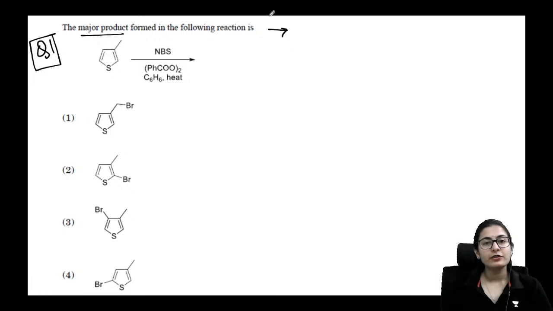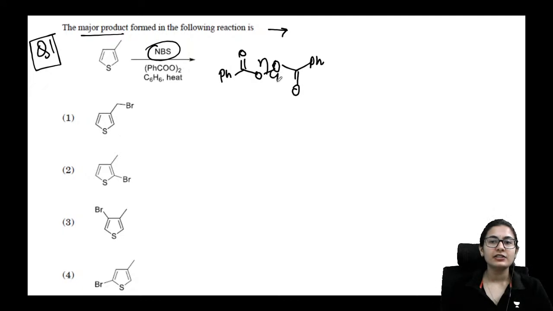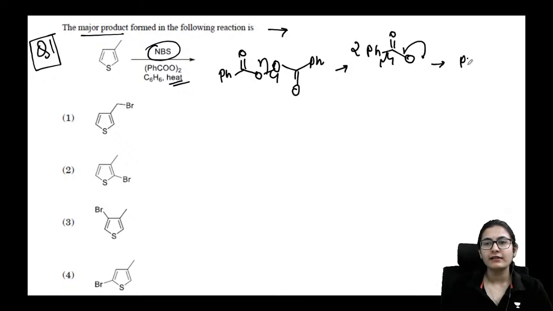All right, guys. Very good. So what is this reaction going on over here? NBS in the presence of benzoyl peroxide, isn't it? What does the benzoyl peroxide do, guys? It is a radical initiator, isn't it? In the presence of heat, you are going to get two carboxy radicals, which are going to break down to give you two phenyl radicals plus 2 moles of CO2 gas eliminated.